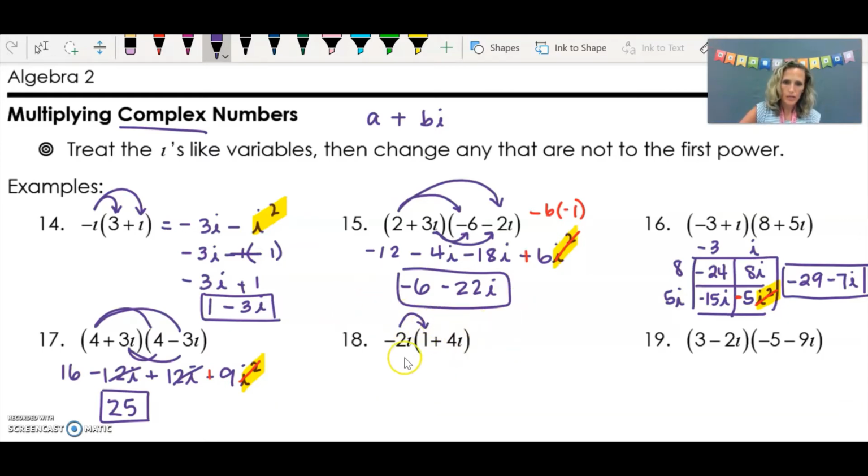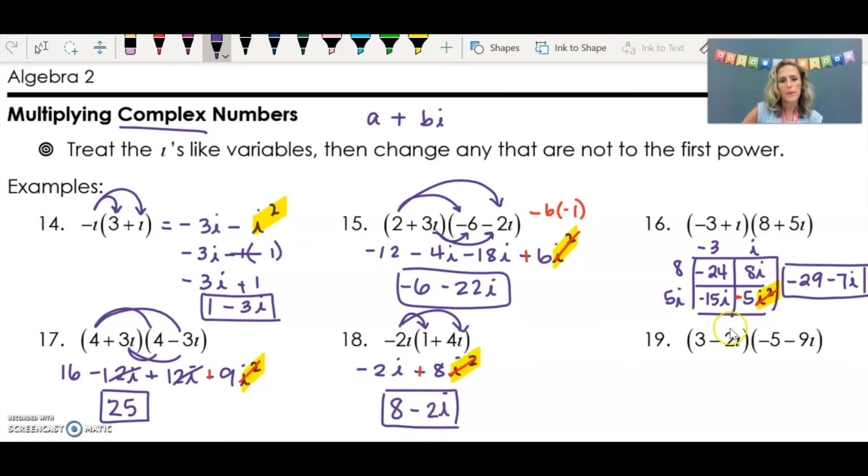So negative 2i times 1 is negative 2i, and negative 2i times 4i is negative 8i squared. We've got that i squared here, which is going to change the sign of our 8 to positive. And then I don't have any terms to combine, but I'm going to go ahead and switch the order of those so that the real part comes first and then the imaginary.